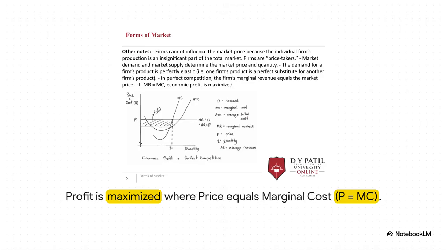Now, this graph might look a little intimidating, but it shows a really simple rule for how these firms maximize their profit. All you need to know is that the firm will keep producing its product right up to the point where the market price, which we call P, is exactly equal to its marginal cost, or MC. And marginal cost is just the cost of making one more item. So the big takeaway, the formula you need to burn into your brain, is P equals MC.